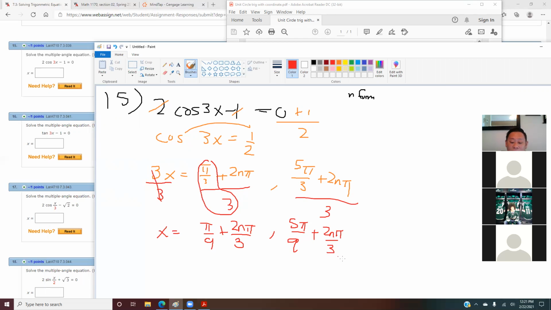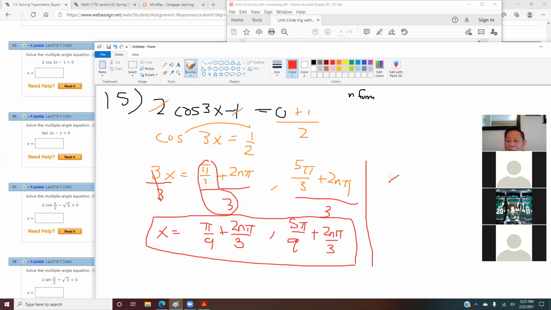So this is what happens when you have multiple angles. You have to divide by 3. If you have something with x over 3 equals all these things, like question number 17, you still solve as usual, but now you got x over 3. Can someone tell me how you get rid of this 3? Multiply by 3. So if you multiply by 3, then you have to multiply all these things by 3.